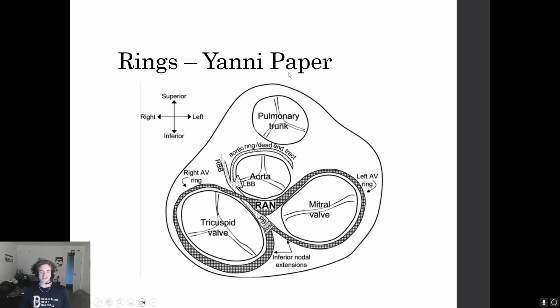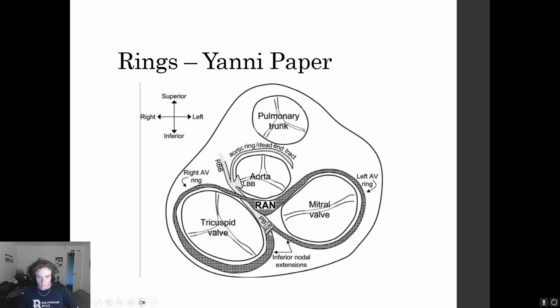Pulmonary, anterior, posterior, right and left. So again, we're above the valves, right? We see the cusps, so we're sitting above. We're not entering the valve or the ventricle. We're sitting above them, right? So what do we see? We see the AV node, penetrating bundle, right bundle branch, left bundle branch. Then we have this aortic ring or dead end tract, as you might hear it called.